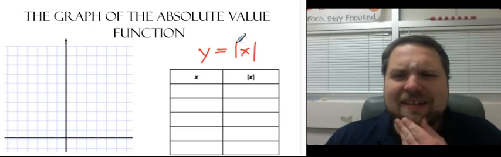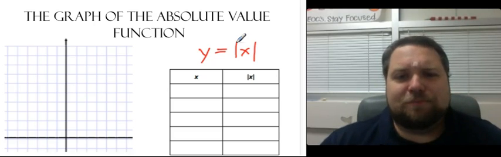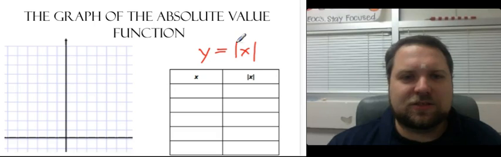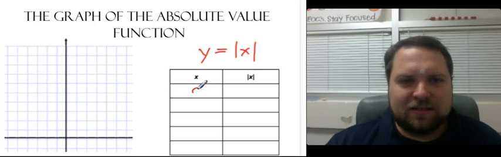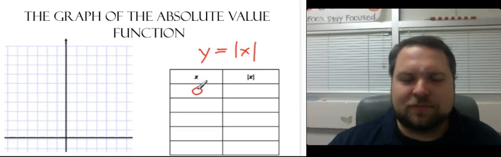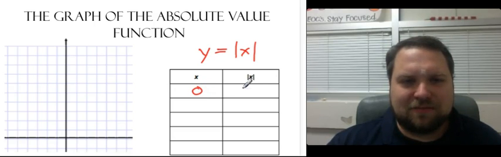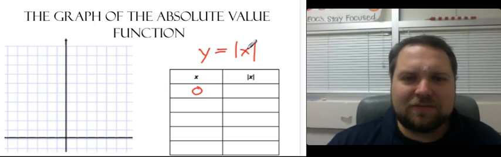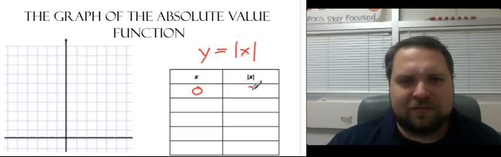So let's take a look at it and let's just plug in some points. Let's see what happens. Let's start with x being 0. Because that's nice and simple. So to find the y value when x equals 0, all I have to do is replace my x with 0, and the absolute value of 0 is 0.